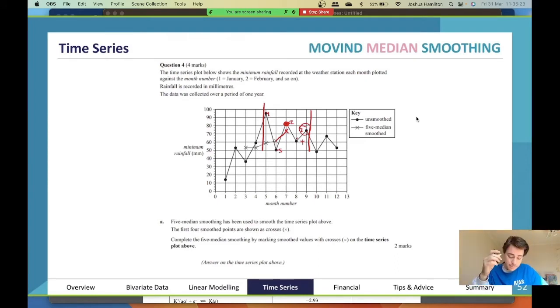You know what's really important with the 5 mean smoothing? You're not going to have a point here and here. You're not going to have a point here and here. So you'd only have to do 1, 2, 3, 4, 5 points here to get your 2 marks.